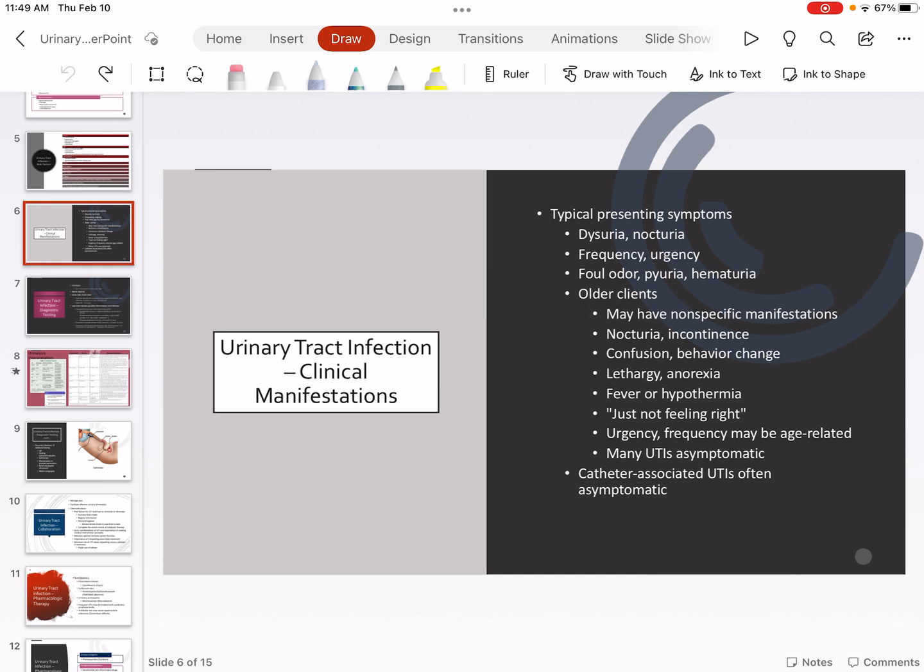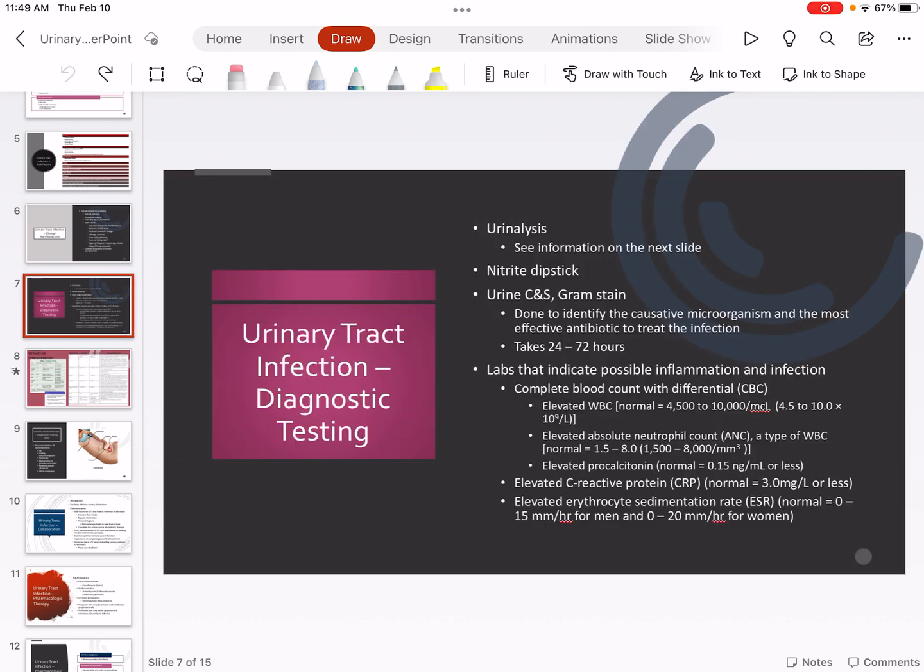So appropriate diagnostic testing is a urinalysis. There's information about that on the next slide. A nitrite dipstick, so essentially if they're nitrite positive, that would be an indication that they have a UTI. A urine culture and sensitivity, so that's done to identify the specific bacteria or microorganism that's present in the urine, and realistically the provider would want to know what antibiotic is going to effectively treat that.